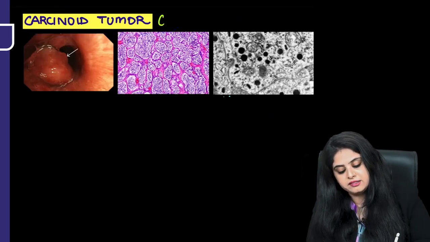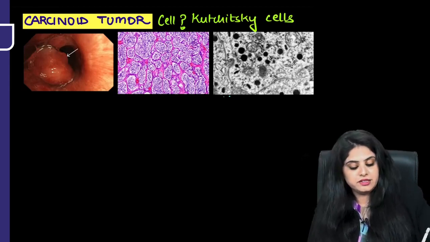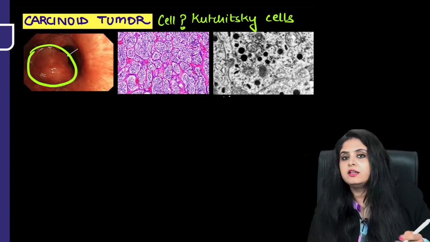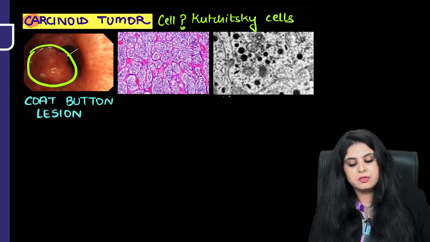So can you tell me the cell of origin? From which cell is it arising? One very, very weird sounding cell called the Kulchitsky cell. It is arising from the Kulchitsky cells, and you can see this lesion over here, it's looking like a coat button. That is how they define it. Carcinoid tends to show you the coat button lesion.